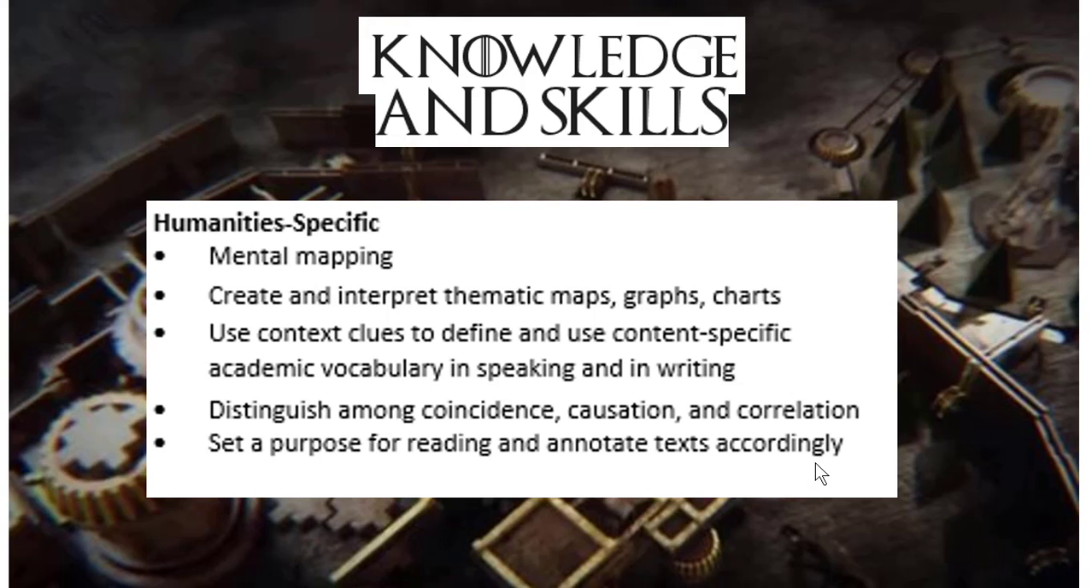The next section of the unit plan you'll see is knowledge and skills. This looks like a really long, kind of complicated section, but it really just lists the TEKS, main concepts for the unit, and then skills to focus on. Again, I won't make you listen to me read them aloud, but I wanted to take some time to hone in on these humanities-specific skills that I listed. It's mental mapping, interpreting maps, using context clues, using that academic vocabulary in both speaking and writing, and then causation, correlation, and annotating texts.